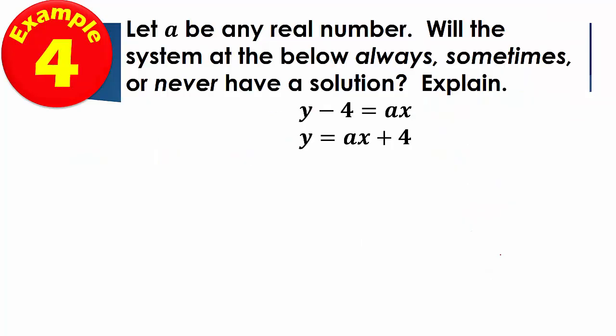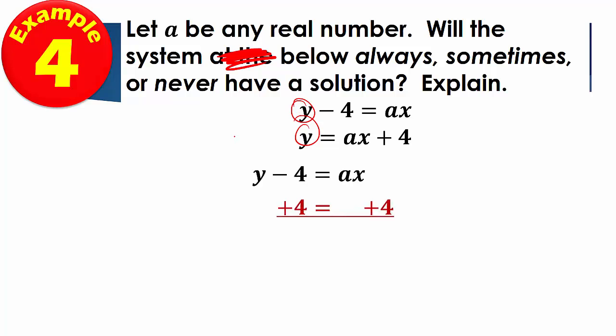Next example, let A be any real number. Will the system below always, sometimes, or never have a solution, and explain. So we want to go ahead and make them so that both of them have a y on one side of the equal sign by itself. So I need to take that top equation and add 4 to both sides, and I end up with y equals ax plus 4.